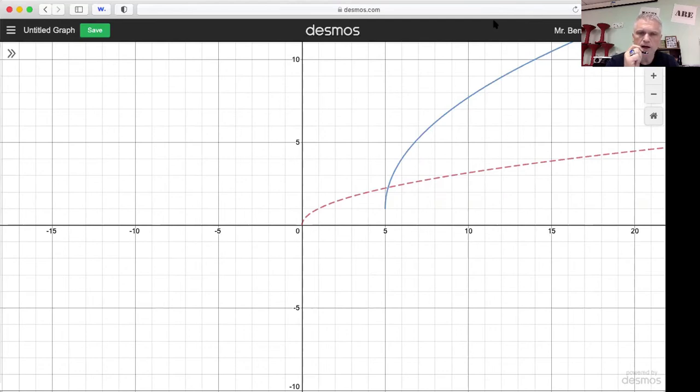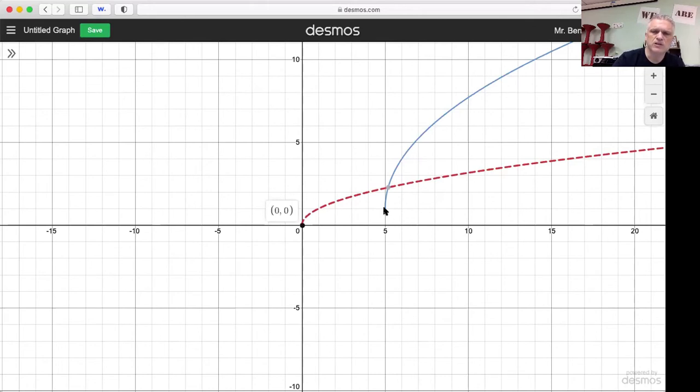The red, I have made a dashed line here in Desmos. The red is y equals the square root of x. And then the transformed graph is y equals 3 times the square root of x minus 5, and then all of that is plus 1 at the end. So here is your square root of x. Now, we don't have a vertex like we did with the parabola, but we do have a starting point. That starting point for the red parent graph is 0, 0.